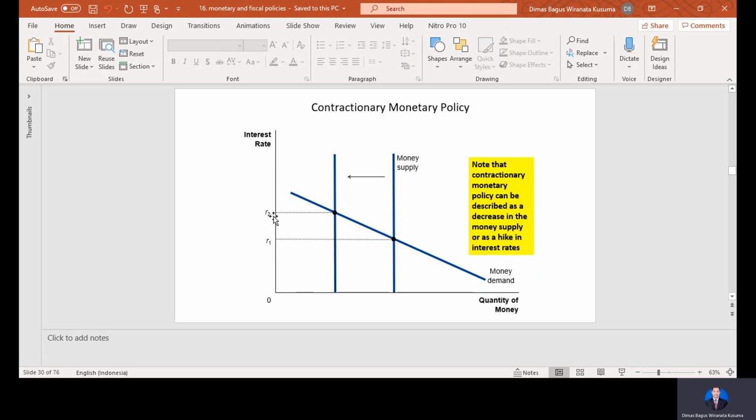So for sure, because the interest rate increases, the quantity of money demanded will decrease. Because with the increase of the interest rate, additional cost will be borne by the borrowers, so it will reduce the intention of lending money here.